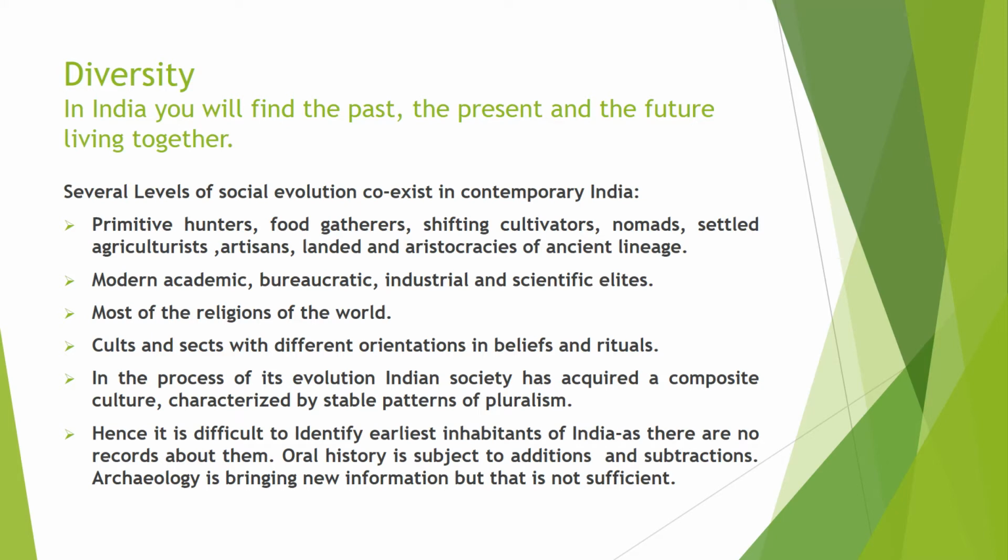While talking about the diversity of India, in India you will find the past, the present, and the future living together. Several levels of social evolution coexist in contemporary India. On the one hand, we find primitive hunters, food gatherers, shifting cultivators, nomads, settled agriculturists, artisans, and landed aristocracies of ancient lineage representing the past of the country. On the other hand, we find modern academic, bureaucratic, industrial, and scientific elites representing the present and the future of our social system. Diversity doesn't end with this.